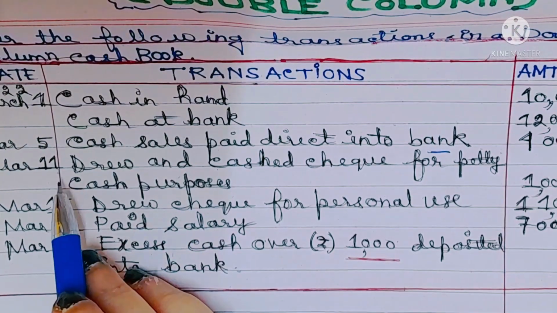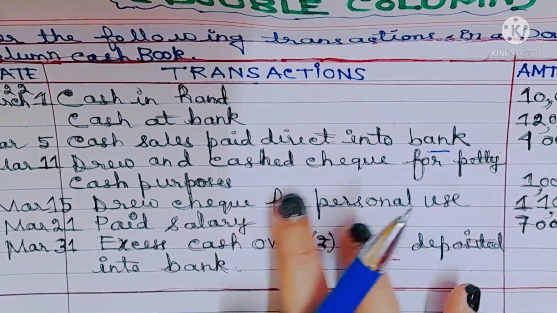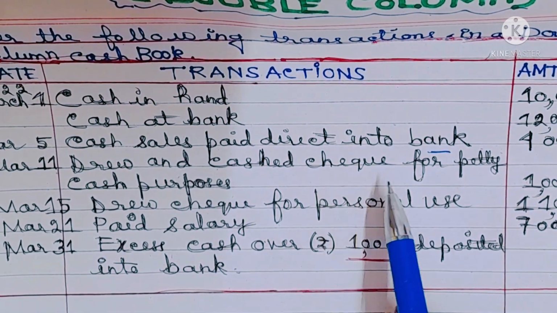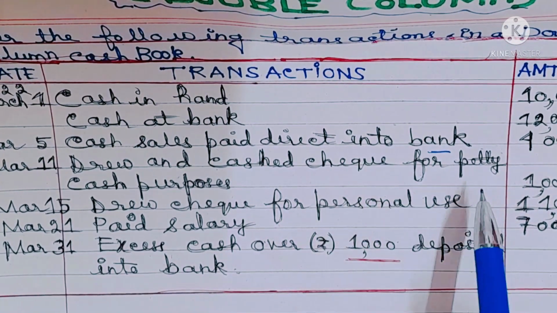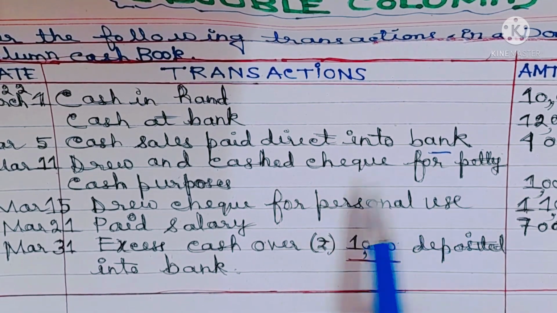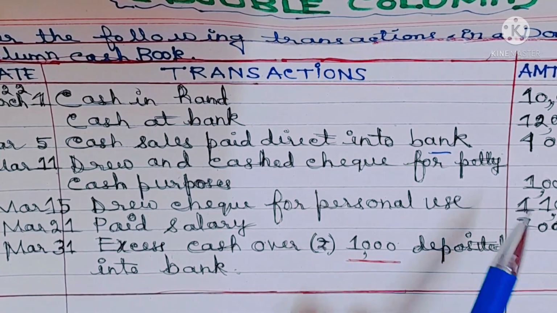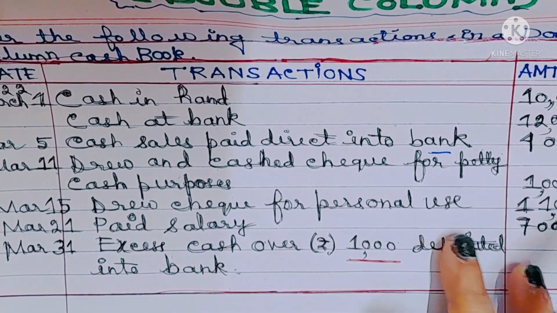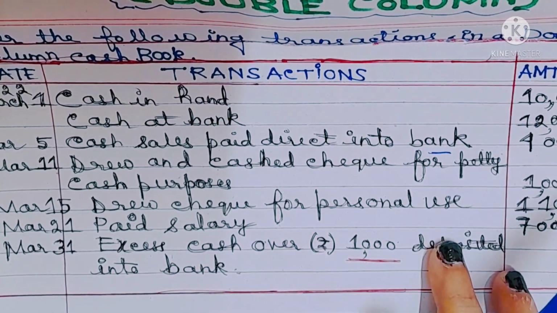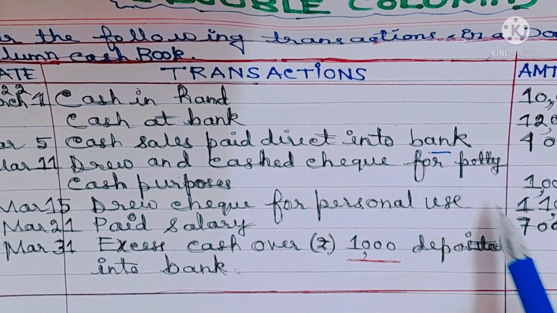The next transaction is on 11th March, drew and cashed check for petty cash purposes. মানে কি, ক্যাশ উইথড্র করা হয়েছে পেটি ক্যাশের জন্য। Petty cash means always small amount of cash. So the journal entry will be petty cash account debit to bank account. So what is the position of bank account? Since bank account is on the credit side, petty cash account will also be on the credit side. So we'll have to write by petty cash account in the cash book on the credit side in the bank column 1,000.